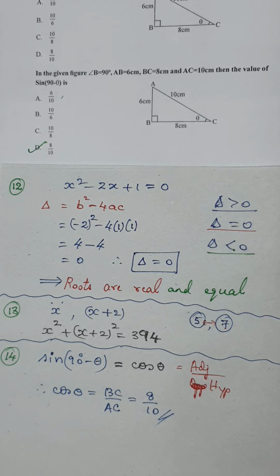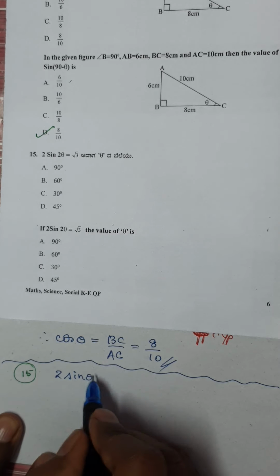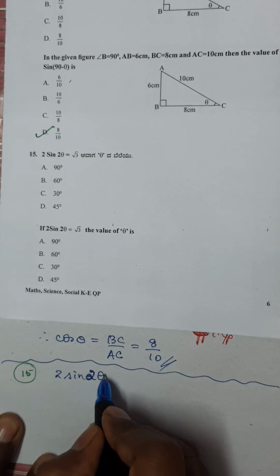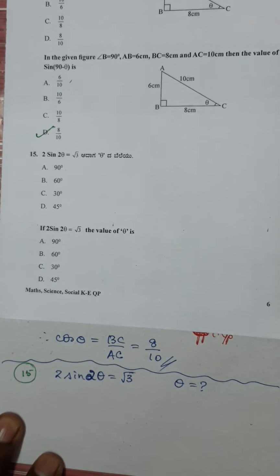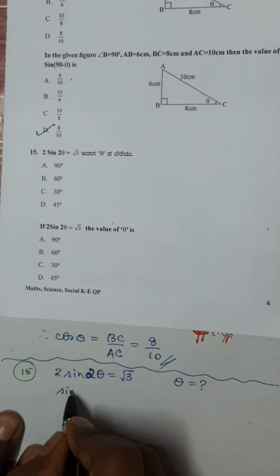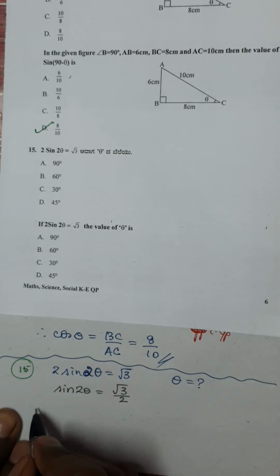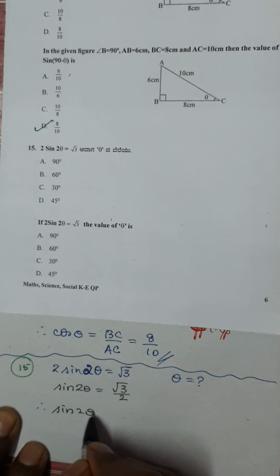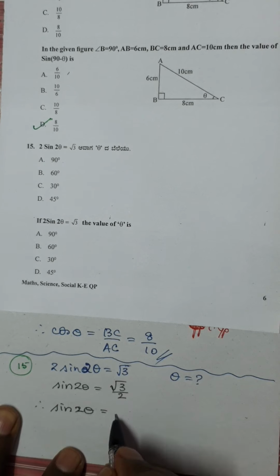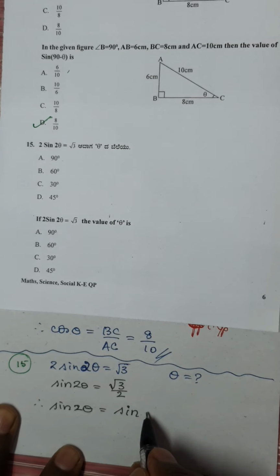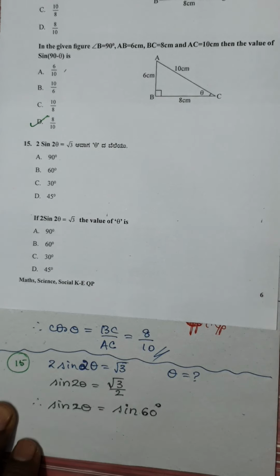This is quite a very simple question. He has given 2 sine 2 theta is equal to root 3. You have to find out the value of theta. So from this I can write sine 2 theta is nothing but root 3 divided by 2. We know this is the standard angle for sine ratio, and we all know sine of what value is root 3 by 2. Hope you know the table. This is nothing but sine 60 degrees, isn't it?